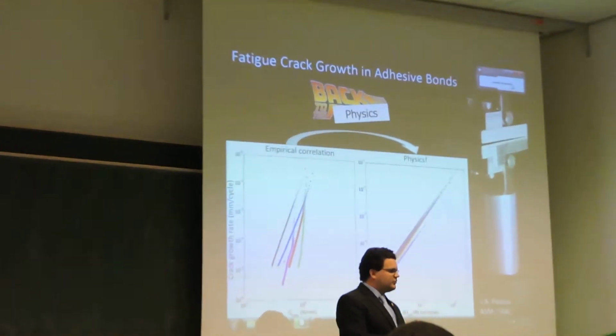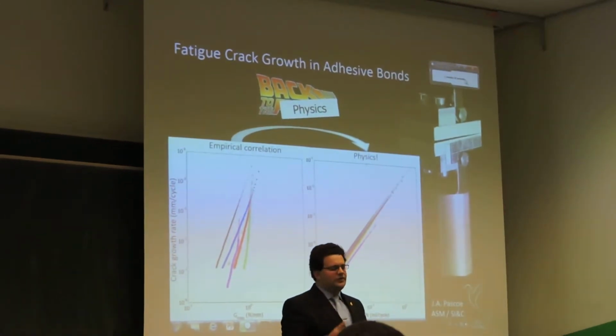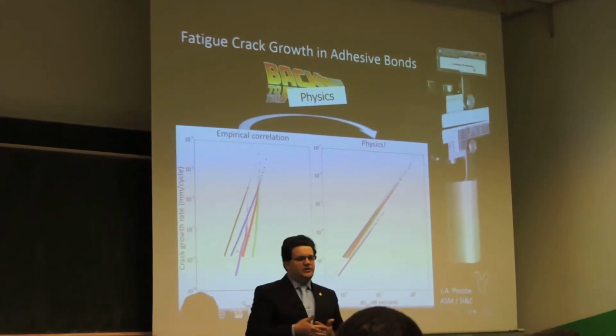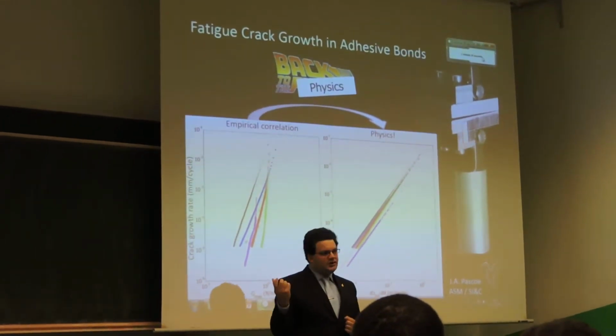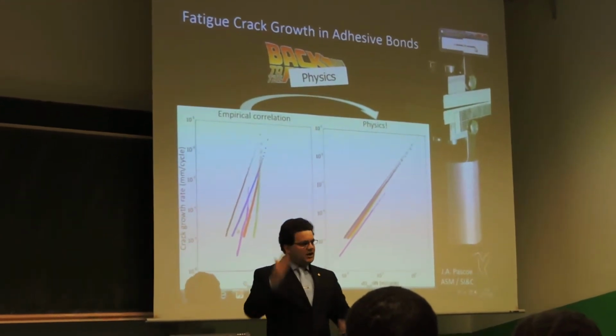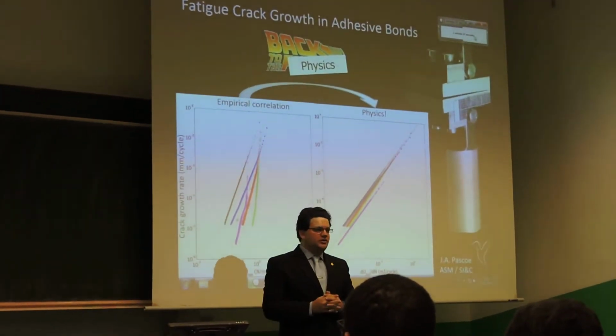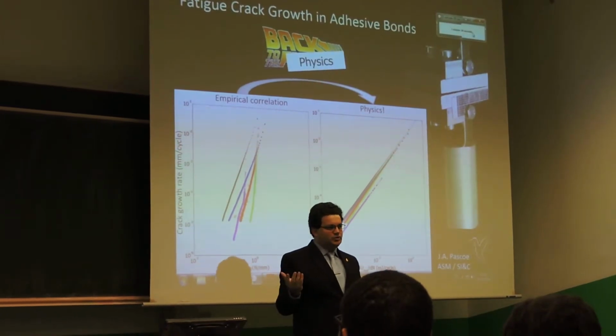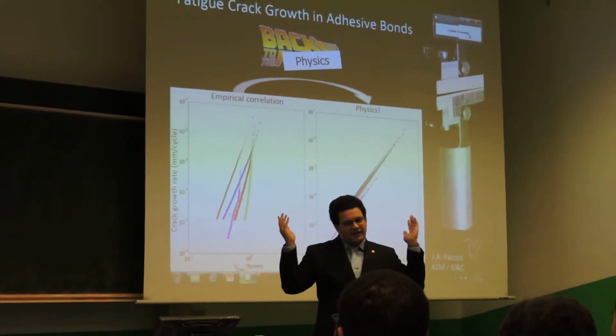Well, it's not a new problem, of course. People have been working on it for about 50 years. What they found is, in a test, we could measure or calculate a parameter called the strain energy release rate. We can measure the crack growth rate. If we plot these in a log-log scale against each other, we find a correlation. So, problem solved, can you all go home?